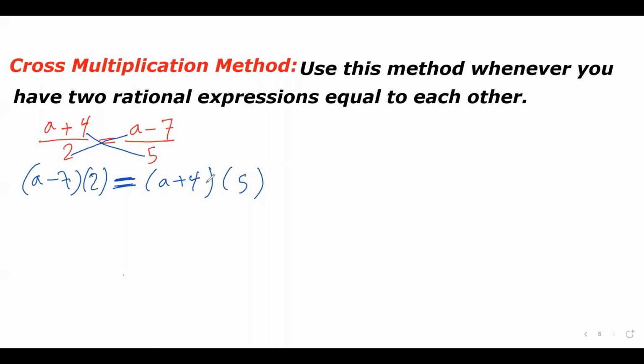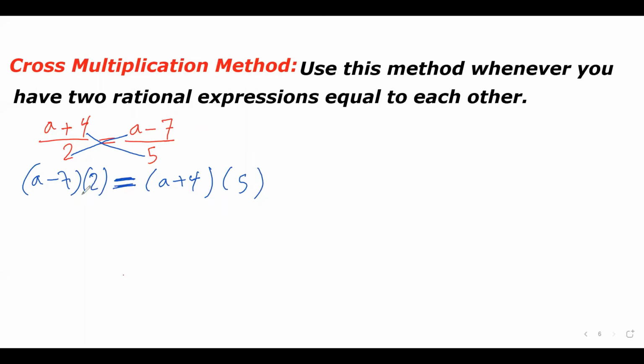So it doesn't matter. You can write this on the left side and write this on the right side. All you need to do is to multiply this and write it on one side, left or right, doesn't matter, and multiply the numerator of the left side by the denominator of the right side. That's how we do it.